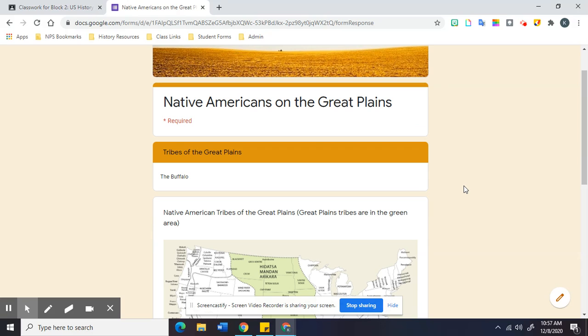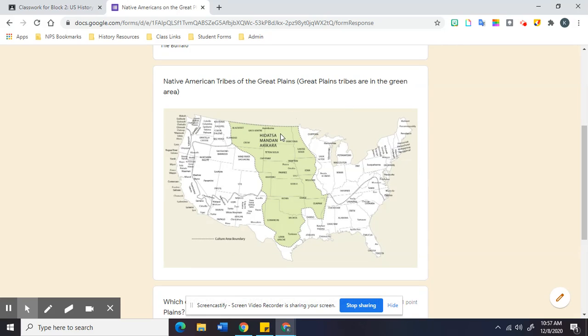So, tribes of the Great Plains. They hunted the buffalo. Now, when we talk about the Great Plains, we're talking about this area in green. It's the geographical region that we learned about last year when we talked about the different regions in the United States. But the Native American tribes that live there also have a particular type of culture. They're all different, but they all focus on the same general idea. They all place great importance on the buffalo.